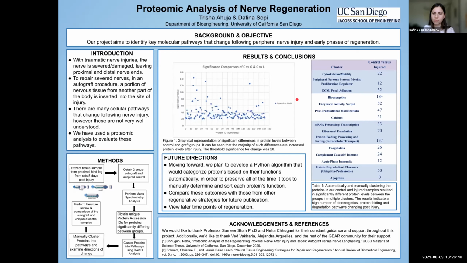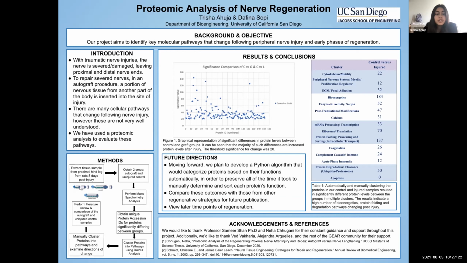Right. And so to go more into table one, which furthers this analysis, basically this is the final resulting clustering that we got from automatically and manually organizing the proteins from our control and injured samples. And as we can see, we put a count of how many were in each group that we determined. And from these results, we can see that there's a high number of bioenergetics, protein folding, and degradation pathways that are changing post-injury from the tissue samples that we obtained.